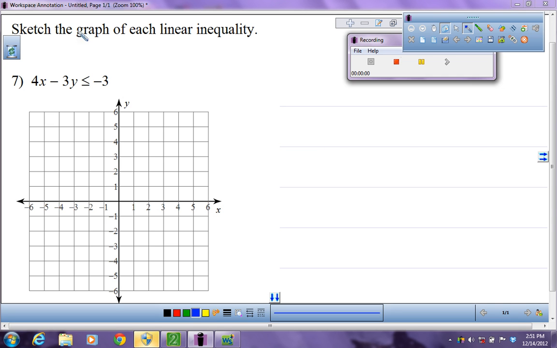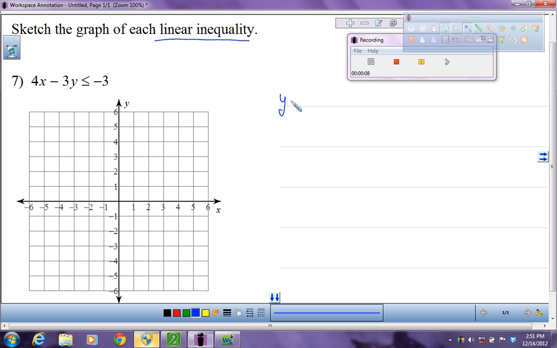Okay, this one says sketch the graph of each linear inequality. So we're going to do the graph of the linear inequality. Don't forget your model. That's y equals mx plus b. So this is your equal sign, but it's actually less than or equal to, right?